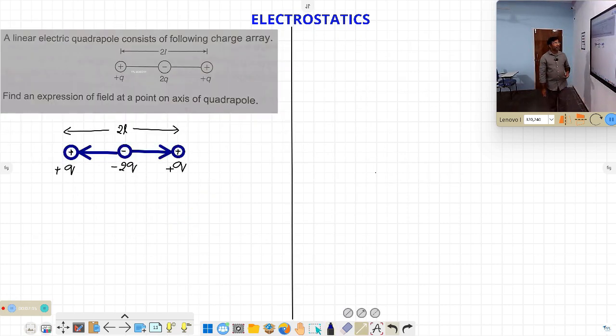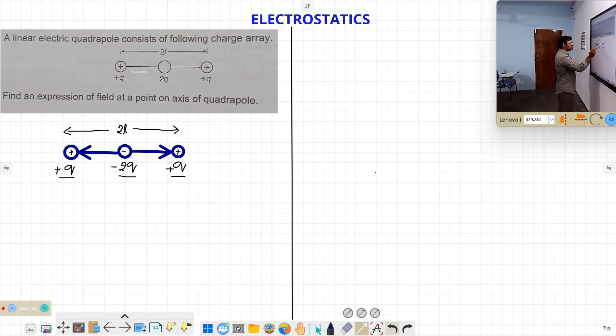Now look at the next problem. In this case, they have given a linear electric quadrupole. Quadrupole means how many charges do we have? There are 4 charges. Look here, this is plus q, this is minus 2q, that means 2 minus charges, and plus q. In total there are 4 charges of the same magnitude, but 2 are plus and 2 are minus. So the middle minus 2q I can take as 2 charges of minus q.